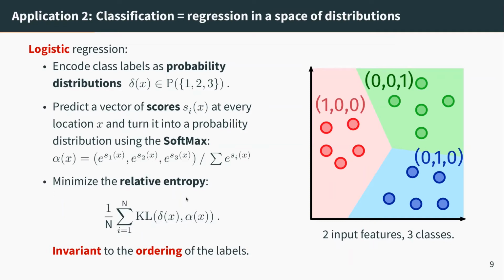So when you do logistic regression, you minimize by gradient descent on the parameters of your score model the average value of the relative entropy, so the Kullback-Leibler divergence, between the observed label, so delta of X, which is 1, 0, 0, or 0, 1, 0, or 0, 0, 1, and our model, so alpha of X. Okay, and this method has built-in invariance to the ordering of the labels. And so the kind of decision rule that we get looks like this. Okay, and it's much more satisfying, as a baseline.